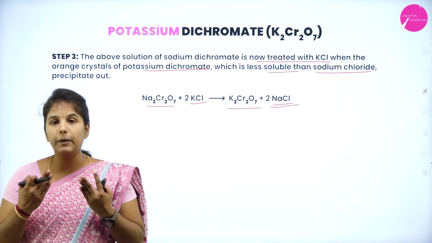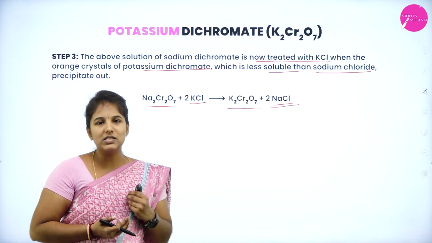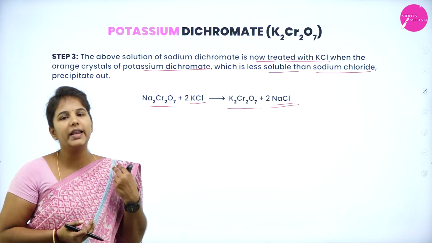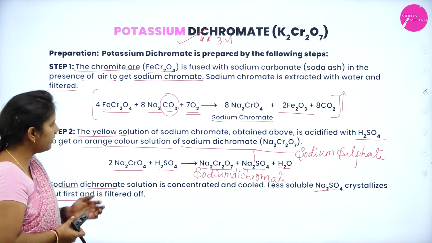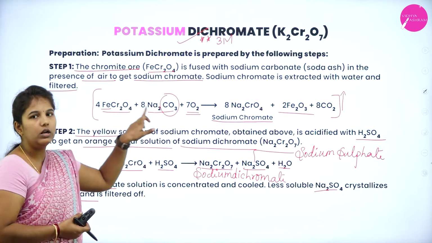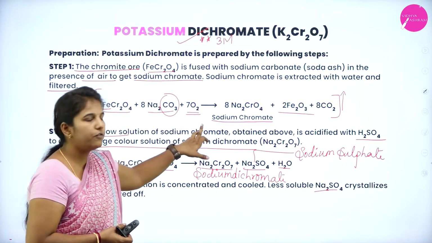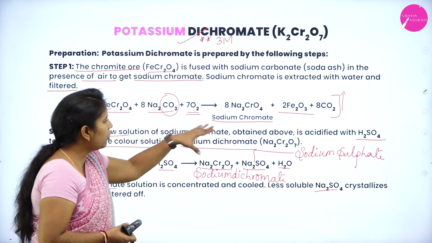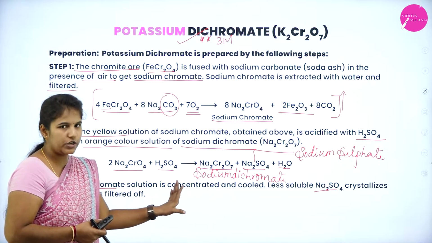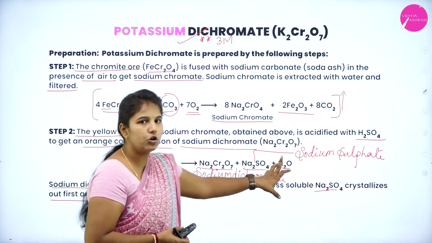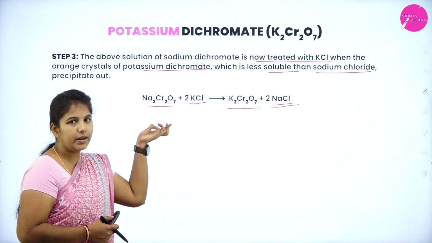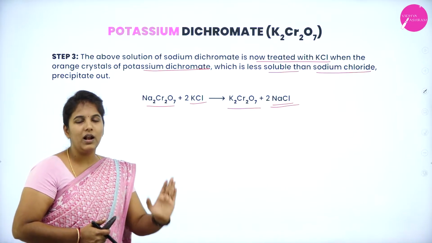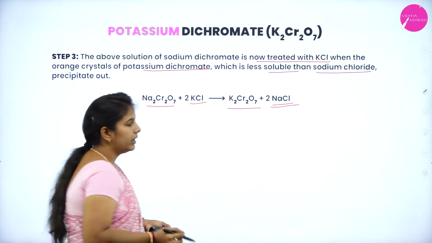If they ask you to write the preparation of potassium dichromate, in all the steps you have to write balanced chemical equations. And if you know how to explain in your own words, you can do that also. So what is the first step? You take the chromite ore, which is allowed to react with sodium carbonate in the presence of oxygen. It forms sodium chromate. The sodium chromate is again treated with an acid, H2SO4, and it forms sodium dichromate. In the third step, you take that sodium dichromate and react it with KCl to form potassium dichromate.